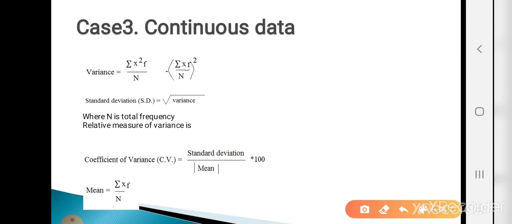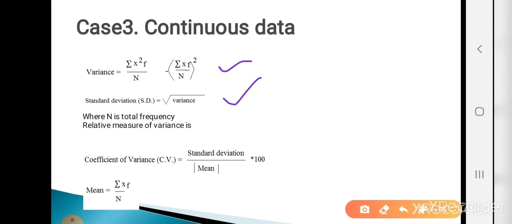Now the last case, the continuous case. The formula for calculating variance, standard deviation and coefficient of variance for continuous data is the same as for group data. The only difference is that in continuous data we are not given the values of x, so consider x as the mid values. So the variance formula is summation x square into f divided by capital N minus summation xf divided by capital N whole square.